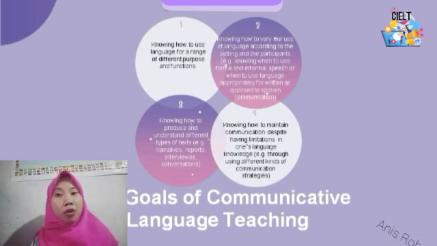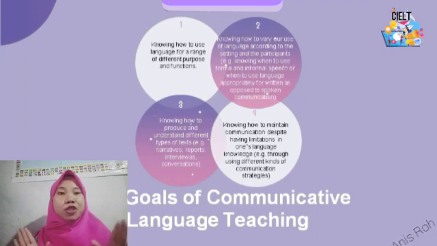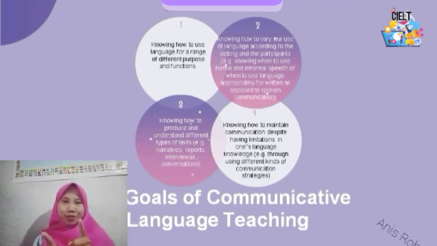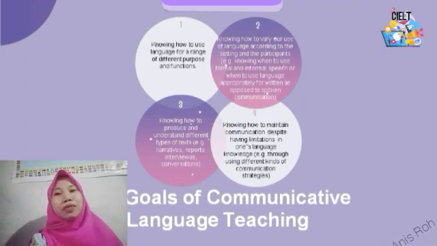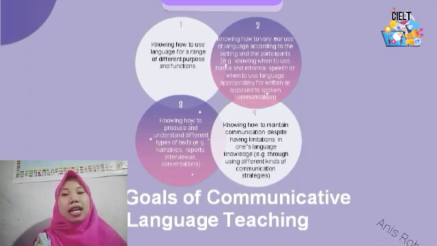is knowing how to maintain communication despite having limitations in language knowledge, using different kinds of communicative strategies. Wow, so good job. Okay, next.